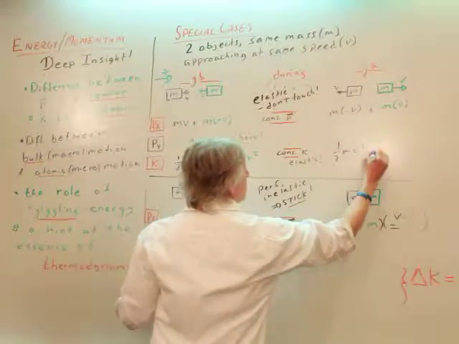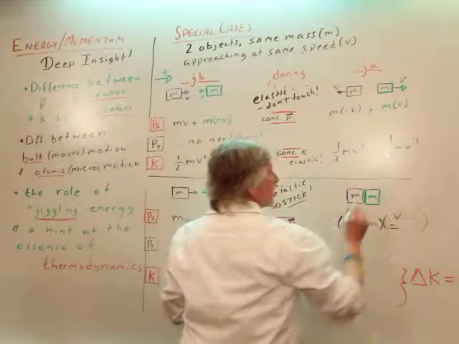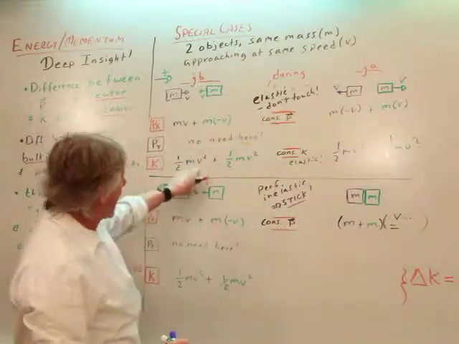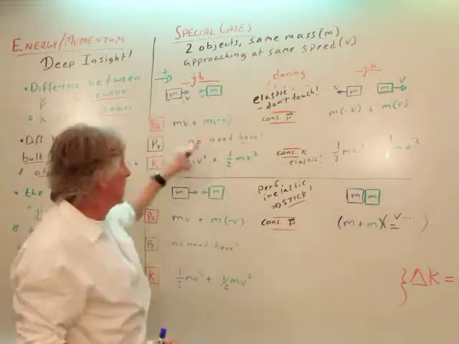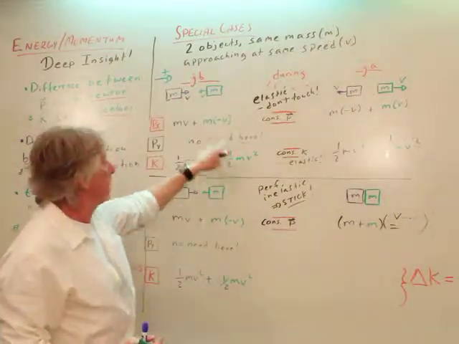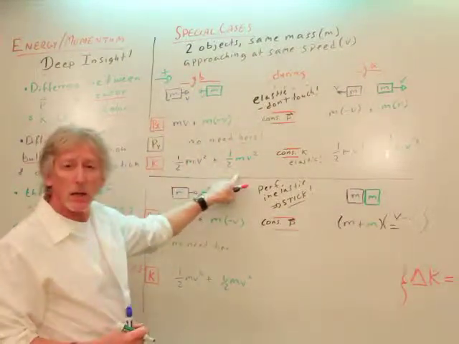1/2 mv squared plus 1/2 mv squared. And the thing that's interesting to note here again is that I add up the kinetic energies. Just because they're going different ways, it doesn't matter. Kinetic energy is positive. Momentum, one is negative, the other is positive. But here, they don't subtract, they add, right?